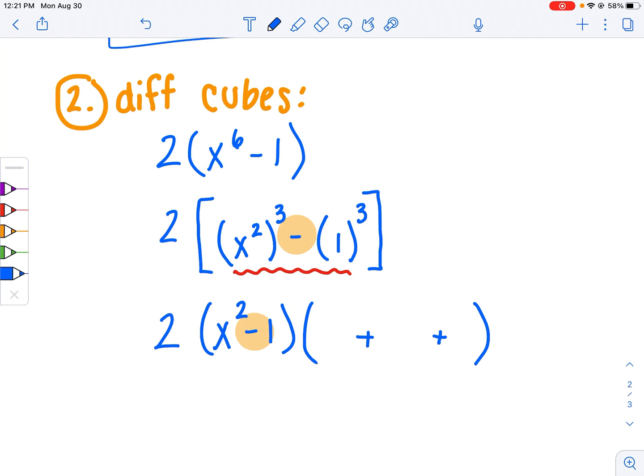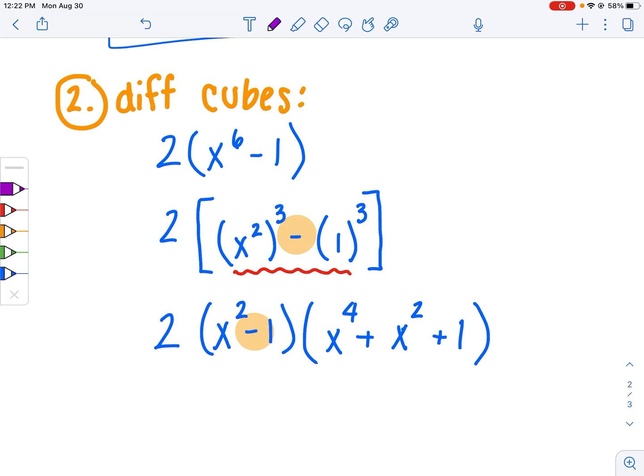Opposite, always positive. Now you're going to take your first term and square it. So that's x to the 4th. You're going to take your first times your second, and then you're going to take your second term squared. Again, that's from day 9, perfect cubes.